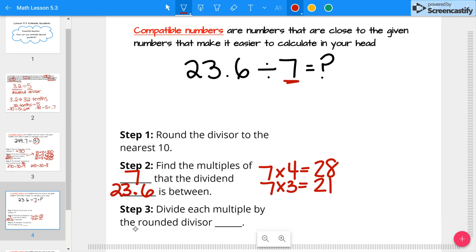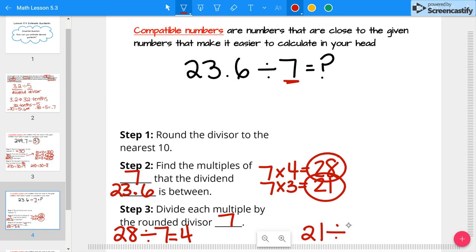It says divide each multiple by the rounded divisor of 7, which we kept the same. So when I write my division problems, I'm going to take my new dividends that I just used my compatible numbers for. I'm going to say 28 divided by 7 equals 4. And I'm also going to write 21 divided by 7 equals 3. If I were asked for one estimate, I would use 21 divided by 7 equals 3, because 21 is a lot closer to 23 than 28 is to 23. Let's look at one more.